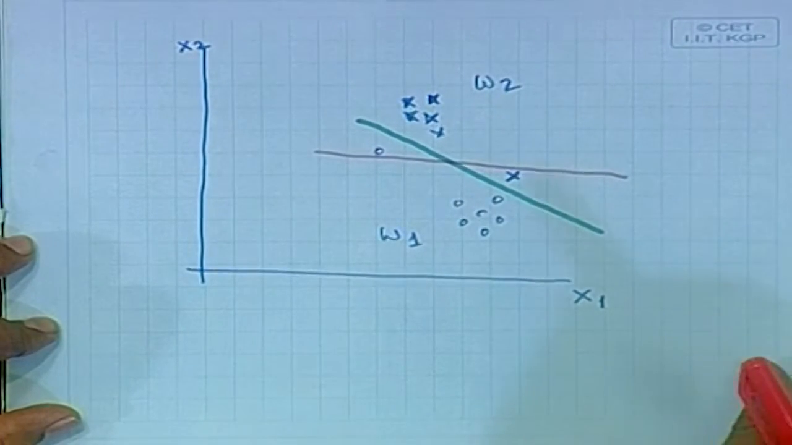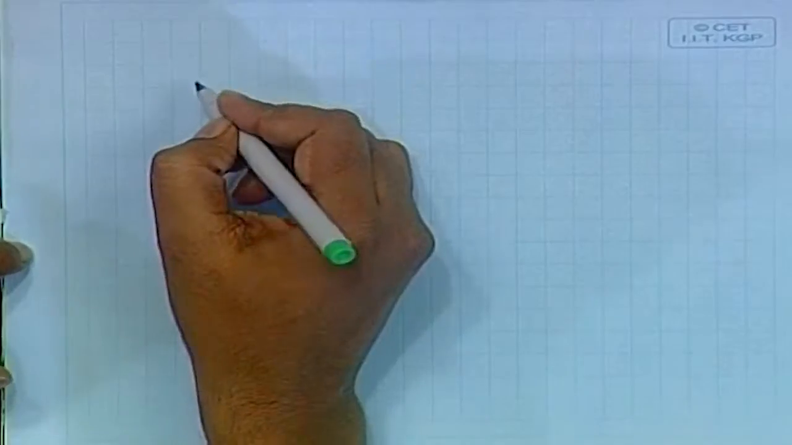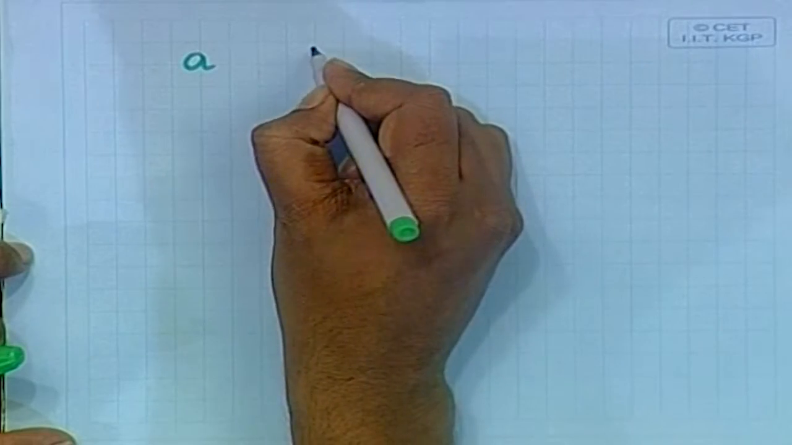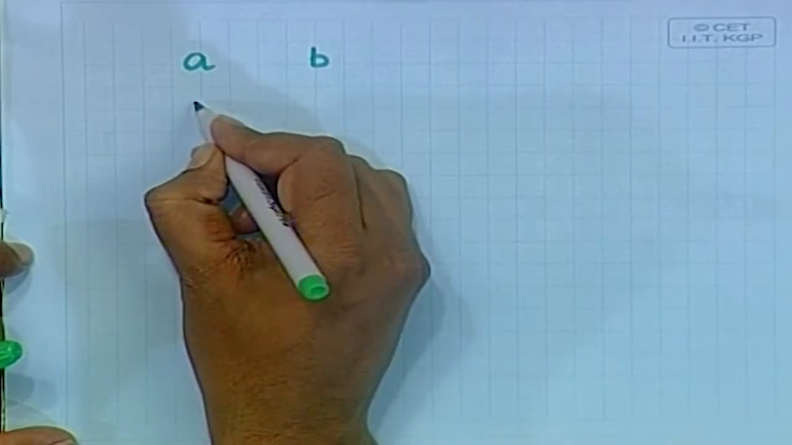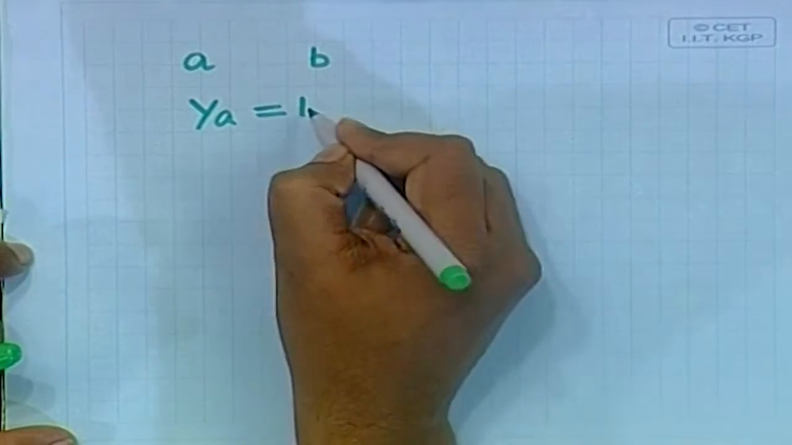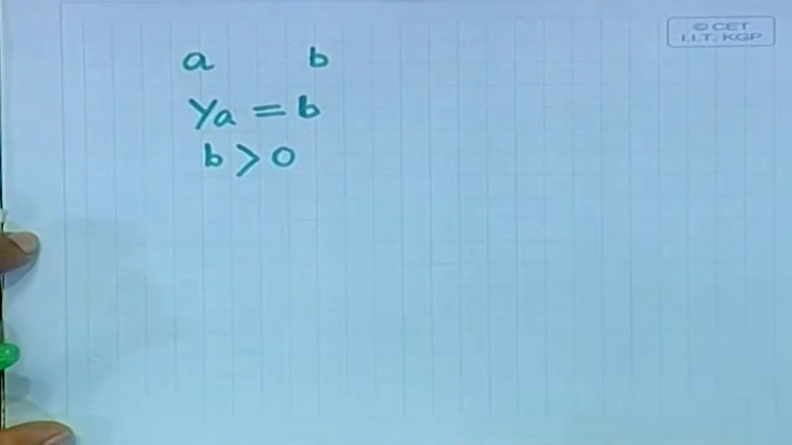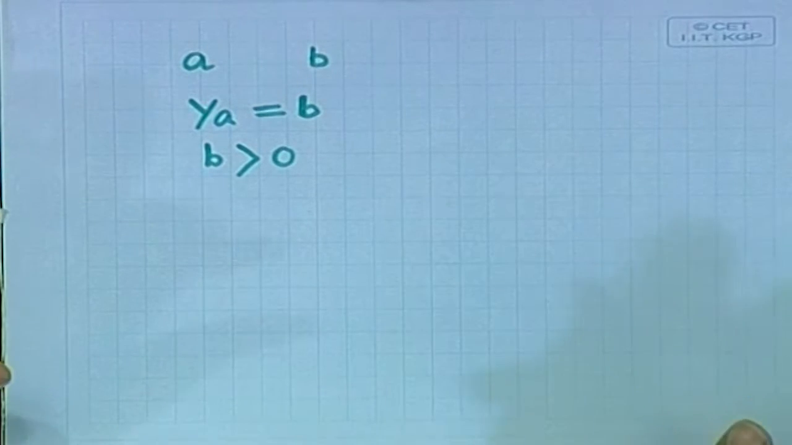Though this MSE, or minimum squared error based criteria function, may lead to this kind of problem, it can be shown that if the classes are really linearly separable, then it is possible to have some weight vector A and some vector B, where Ya = b, where this b is greater than 0. We didn't have any such constant when we talked about the minimum squared error criteria function.